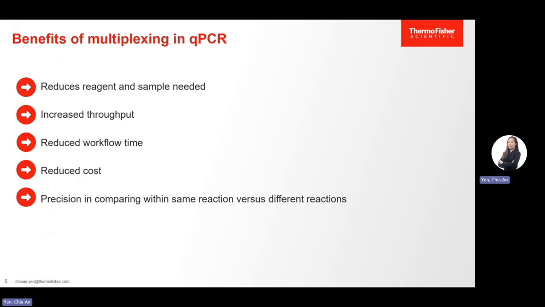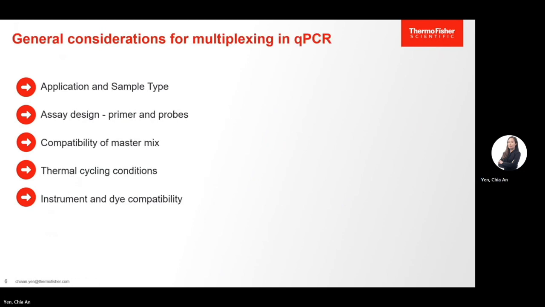And finally, let's not forget that with multiplexing, you're getting less variation because comparing the different targets in the same reaction is better than comparing them across different reactions. As you can imagine, there are different factors that can impact how variable the results will be. And now that we've seen the advantages of multiplexing in qPCR, let's shift our focus to understanding the factors that can impact its effectiveness.